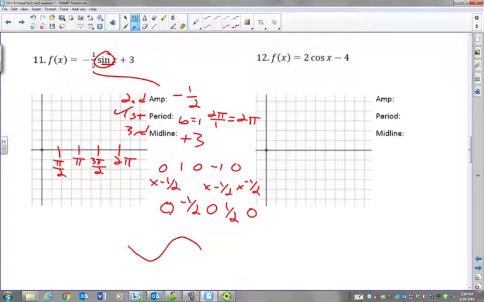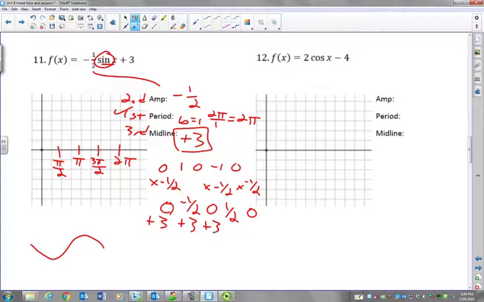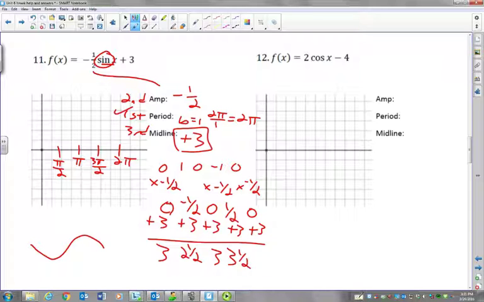Now we do need to change the midline too. We're going to get a new x-axis at 3 above all these things. So we are going to have to midline it. We're going to have to add 3 to every single one like this. And so when we do that, we get 3. 3 minus 1/2 is 2.5. And then 3. And then 2.5, I forgot. And then 3 plus 1/2 is 3.5, and then 3 again. So we have 5 y values there to graph.